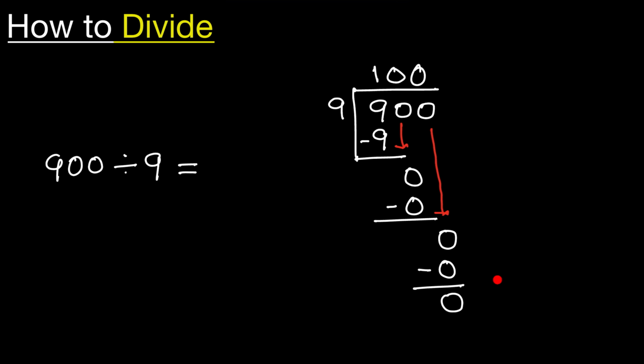As we have no number to bring down here and we have got the number 0, so we will stop. Therefore, 900 divided by 9 is equal to 100, and this is our final answer.